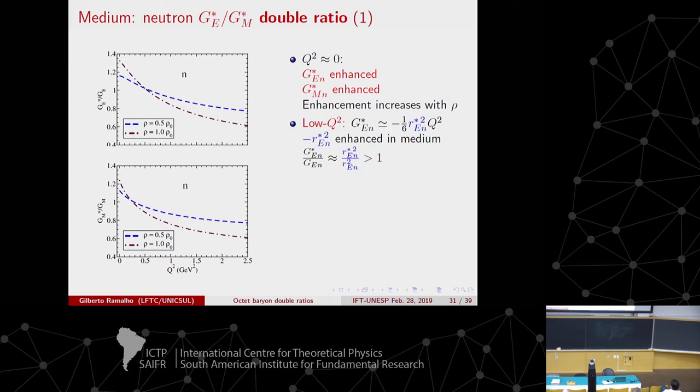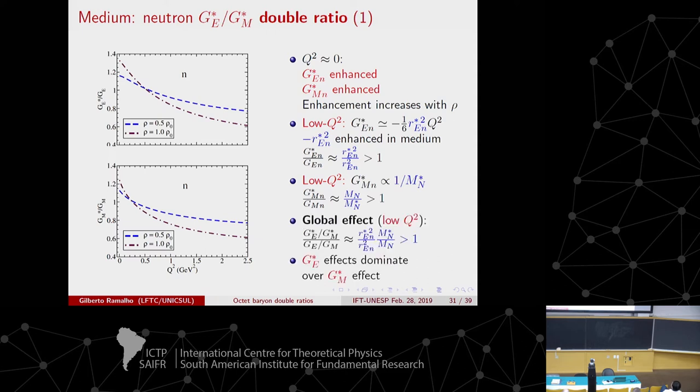In the case of the neutron, you can look for the expansion and write the electric form factor in terms of the square radius of the neutron. So if there is enhancement in GE, it means that this radius is enhanced. Of course, this ratio here is the result of what I said before. And for low Q square, again, for the magnetic form factor, you can look at the bound of the mass, and also you have enhancement of both form factors.